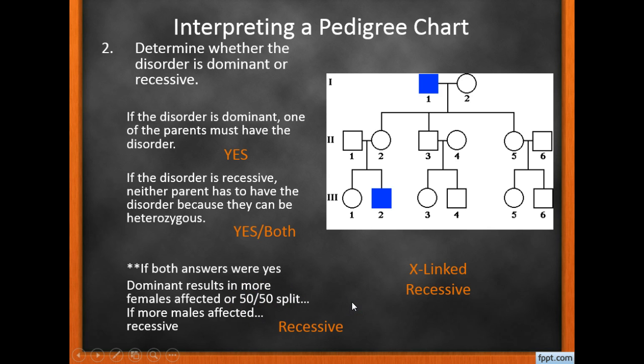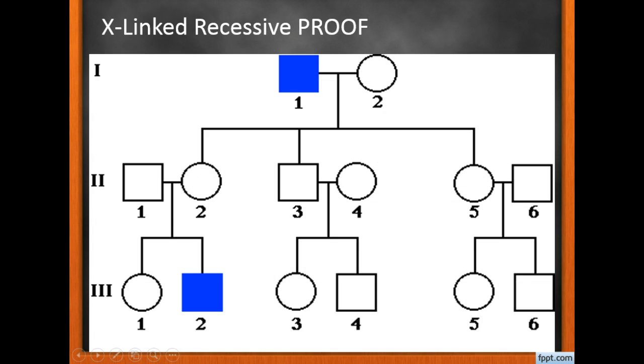Dominant results in more females affected, or a 50-50 split. If more males are affected, then it's recessive. So we say that this is recessive because we have 2 males that are affected. So we have 2 males that show the X-linked recessive trait being passed down.